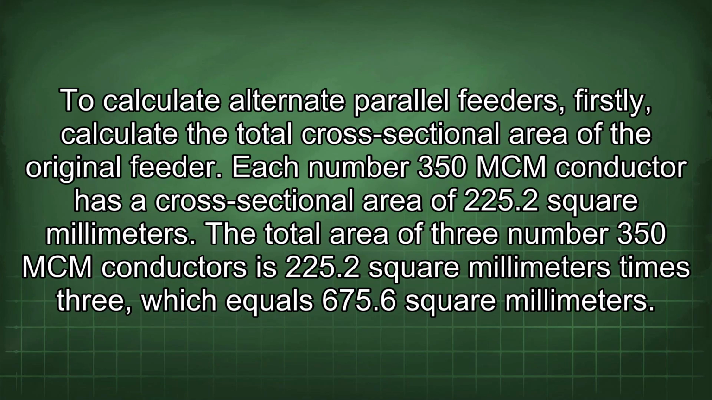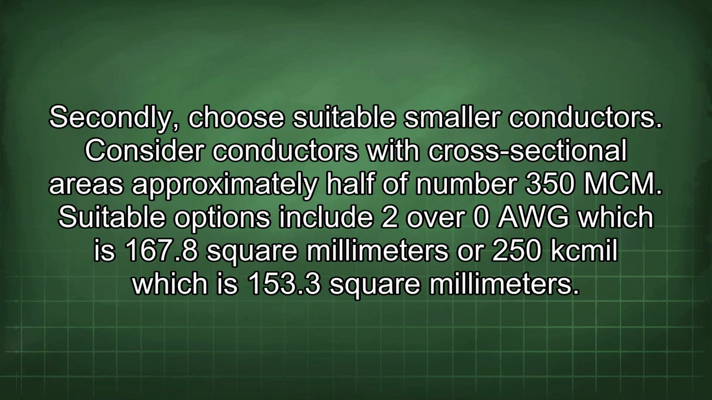To calculate alternate parallel feeders, firstly, calculate the total cross-sectional area of the original feeder. Each number 350 kcmil conductor has a cross-sectional area of 225.2 square millimeters. The total area of three number 350 kcmil conductors is 225.2 square millimeters times 3, which equals 675.6 square millimeters.